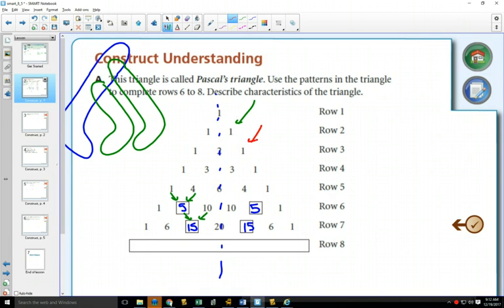You could also find the 15 from this row. 1, 3, 6, 10, 15. What pattern do you notice? Goes up by 2, goes up by 3, goes up by 4, goes up by 5. And this row in particular, on their own, are a certain type of numbers. They're called the triangle numbers.